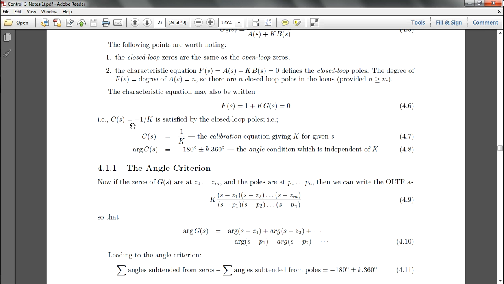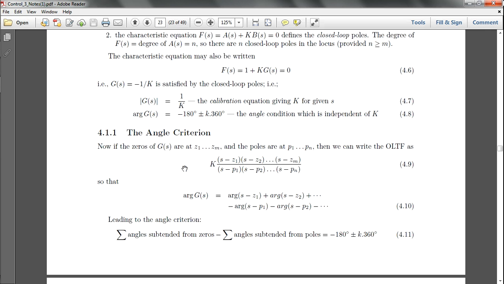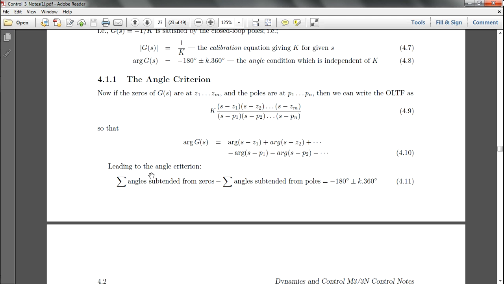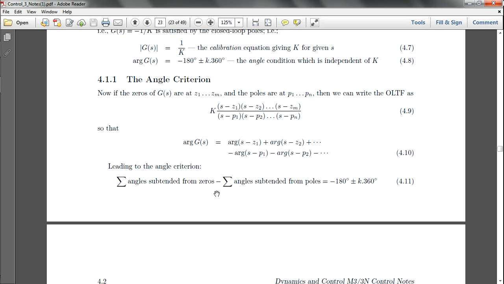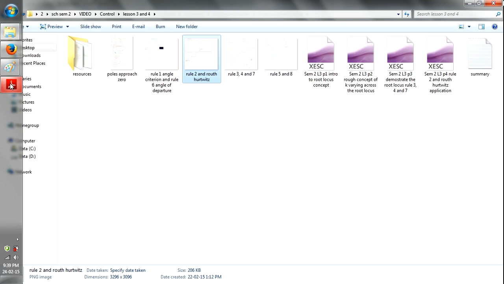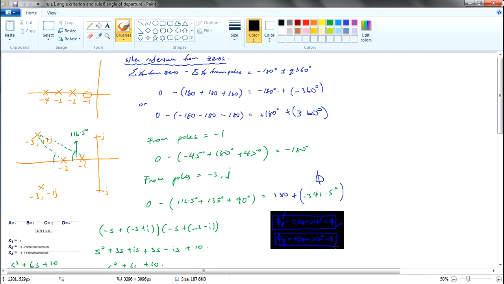I recommend you memorize all the criteria because the test will actually ask you what the criteria are. So you have to write down the angle criterion: angle subtended from zeros minus angle subtended from poles has to be equal to minus 180 degrees plus or minus q times 360 degrees. This k is different from the controller K. Nonetheless, I'll show you the example so you can get a feel of what the whole angle criterion is all about.